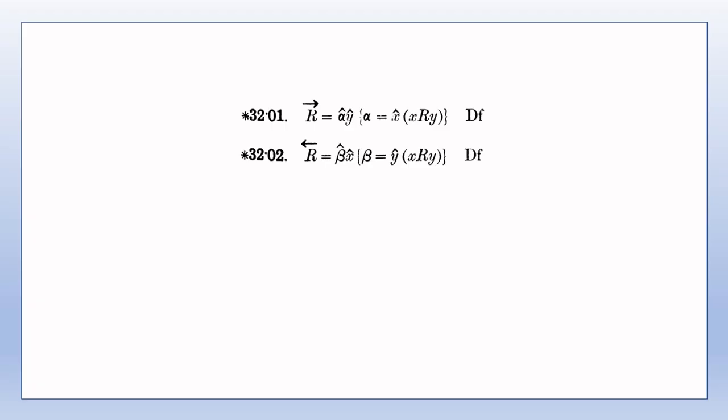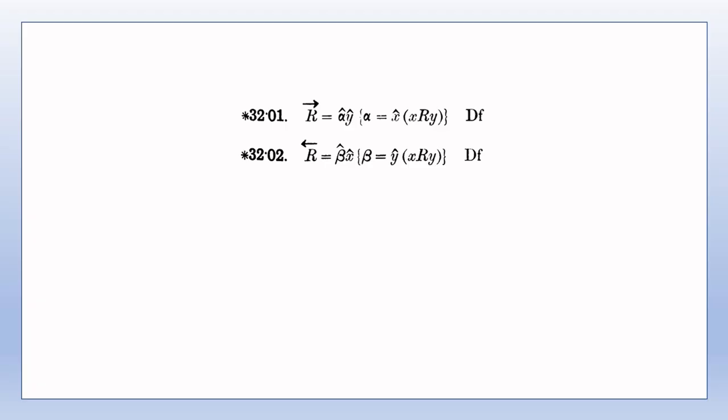Now on the other hand, for a given x, there may be several y's to which x has the relation R. These y's to which x has the relation R are called the relata of x. Again, these y's can be considered as forming a class called, would you believe, the class of relata of x, denoted ŷ xRy. And also again, there's a relation which this class of relata of x has to x, and this is denoted R with an arrow above it pointing to the left. 32.02 defines the relation between classes and objects where beta has the relation R left arrow to x whenever beta is equal to the class of relata of x.